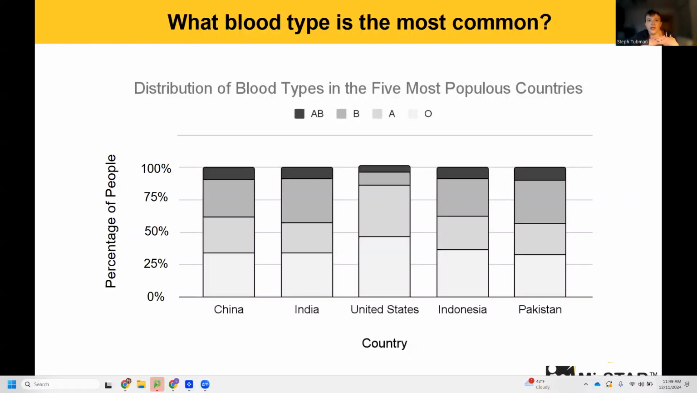Guys, I'm going to talk to you today about this graph. In my interpretations, my name is Steph. I work for MyStar. I'm a scientist and science curriculum developer.